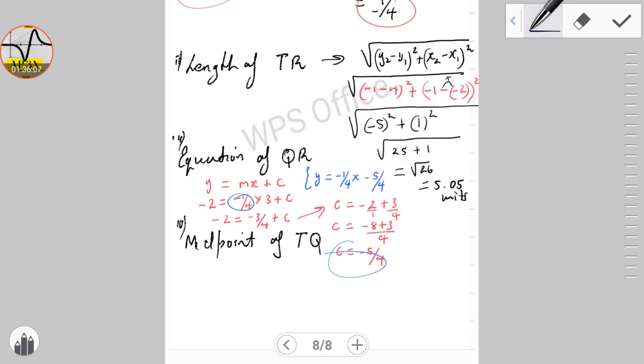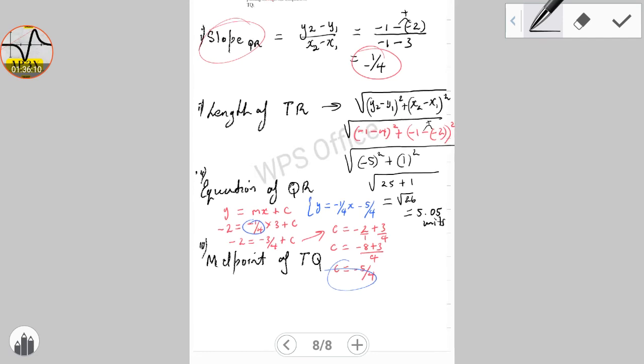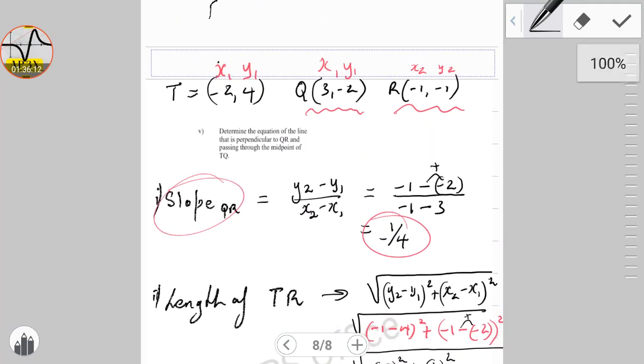We're going to be looking at the midpoint of TQ. So now we're going to be using T and Q. So we're going to be changing this here and making this Q my x2, y2.